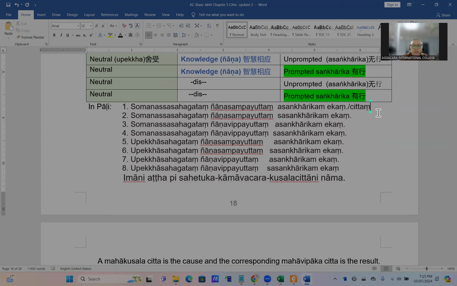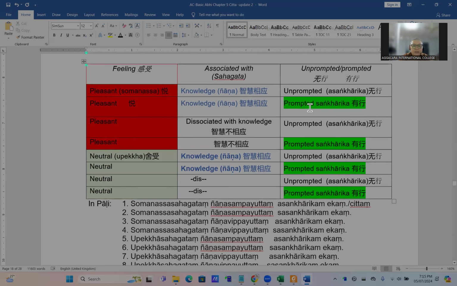Okay. So this means that the first consciousness is called somanasa sagatam. This line, the first one: somanasa sagatam jnana sampayutam asankarikam chittam. The second one, with the pleasant feeling, with knowledge, with the prompted, is somanasa sagatam jnana sampayutam sasankarikam chittam. Right. Or chittam or chitta.